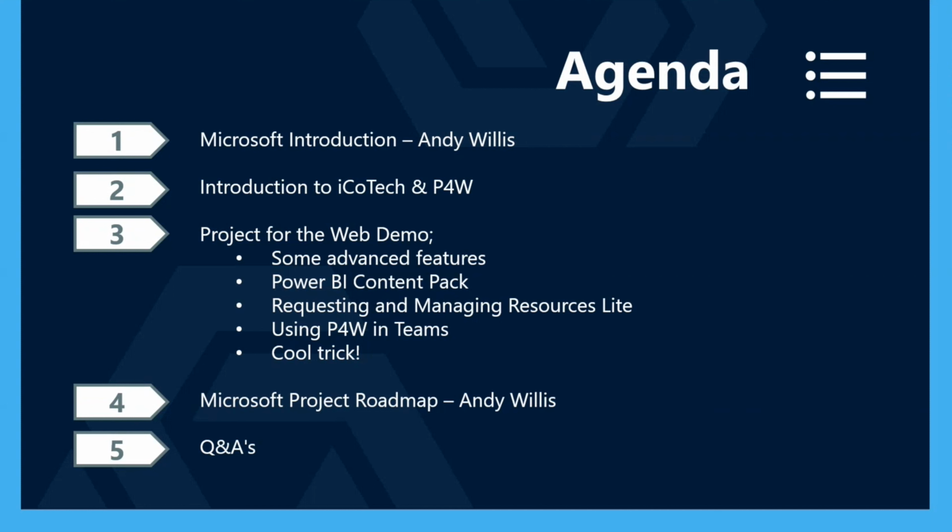And then I've tried to pick up some advanced features from Project for the Web, some of the features that potentially you may not know about if you're a user of that solution. We'll go through the Power BI content pack. We'll do a bit of resource management. There's a resource management feature in Project for the Web, which I'll show you, although it's quite light for now. And using Project for the Web in Teams as well. And there are a couple of cool tricks at the end that we found over the last few days of playing around with the solution, which I'd like to show you.